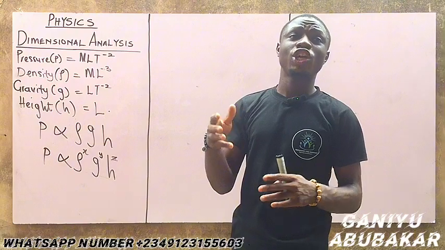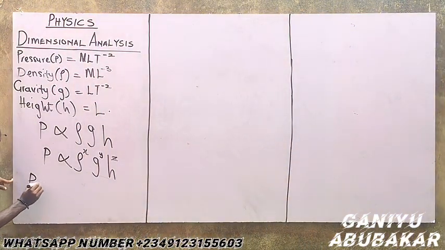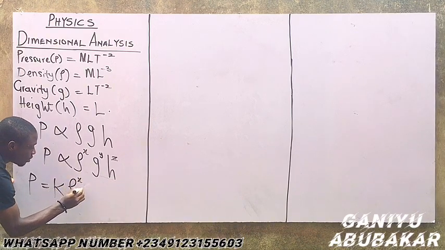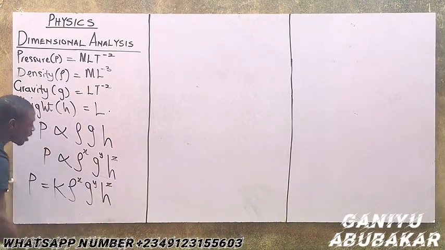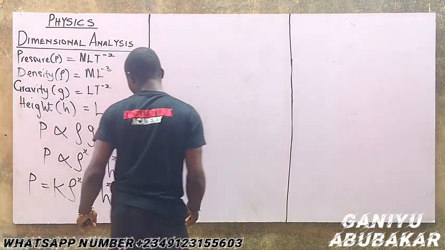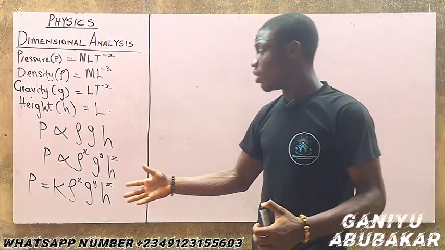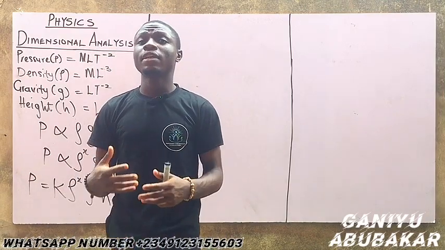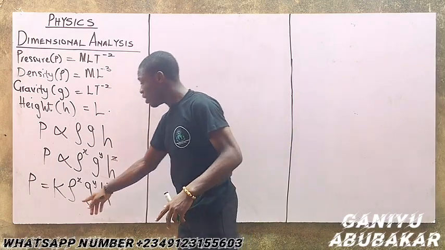You introduce what? Equal to a constant k. So I have that pressure P is equal to k rho to the power x, g to the power y, and h to the power z. Next task. So now at this point here, always assume that k is 1. In some cases, a k value might be given, but if not given, as in this case, assume that k should be 1.